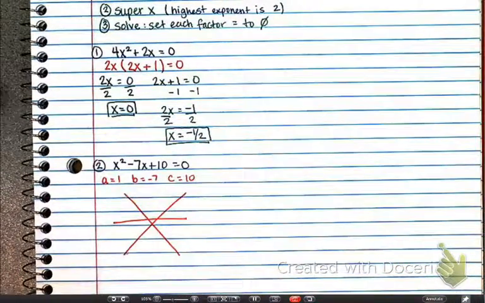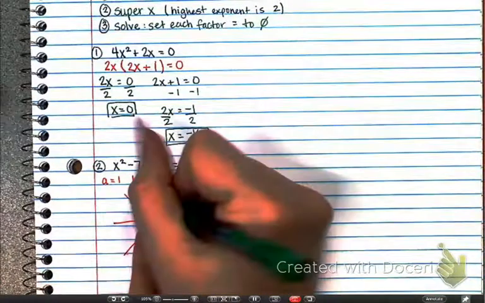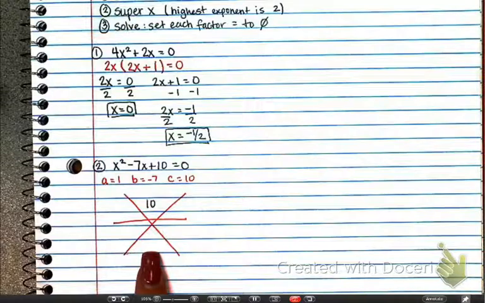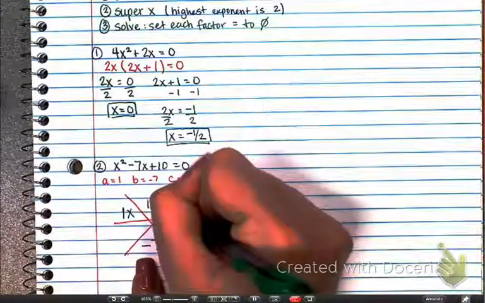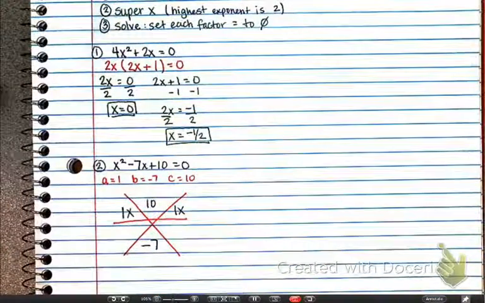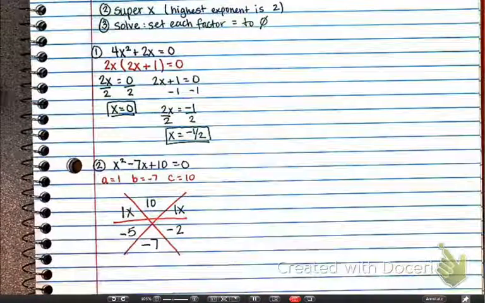What goes on top? 10. So 1 times 10 gave you 10. On bottom, -7. And you have a 1x and a 1x. Two numbers that multiply to 10 and add to -7. -5 and -2.